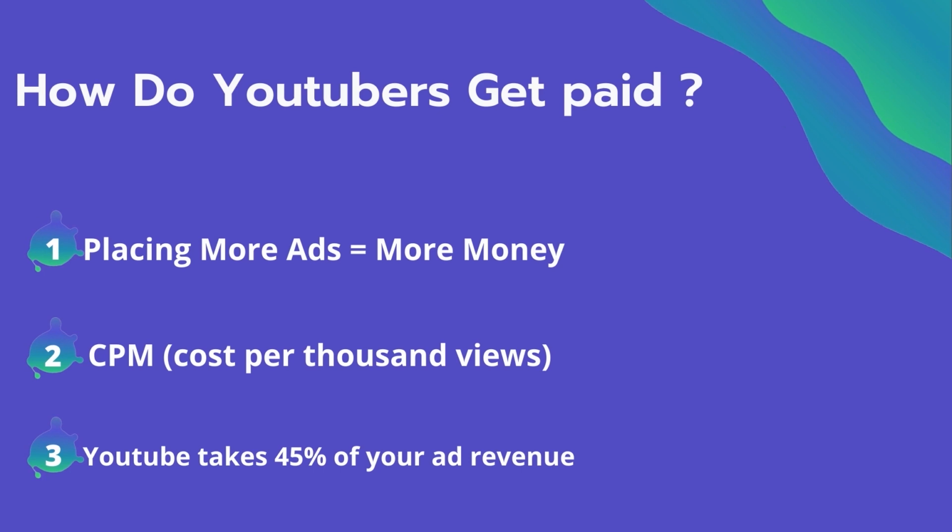The second thing is CPM, it means the cost per thousand views. It's the amount an advertiser pays to have his ad in your video. And they spend on average $4 per thousand views. And it's calculated based on how many people watch the video and from where they are watching.